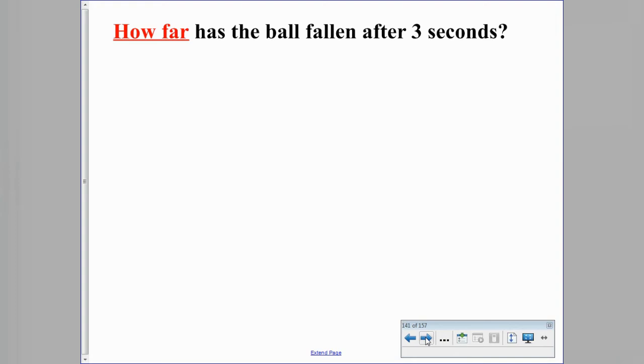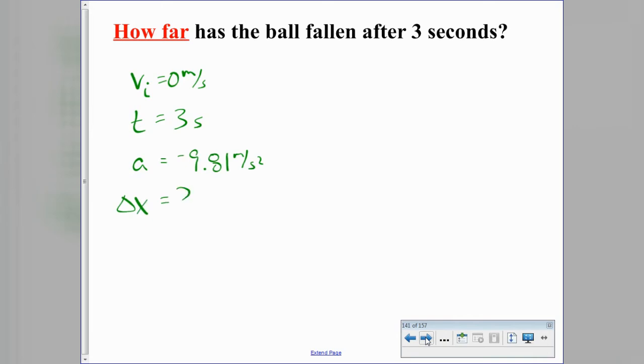But let's start by writing down what was given to us. The initial velocity was 0 meters per second. The time was 3 seconds. Our acceleration value is negative 9.81 meters per second squared. We're looking for our displacement. And another piece of information that we have from the previous problem was the final velocity, which we said was negative 27.6 meters per second.